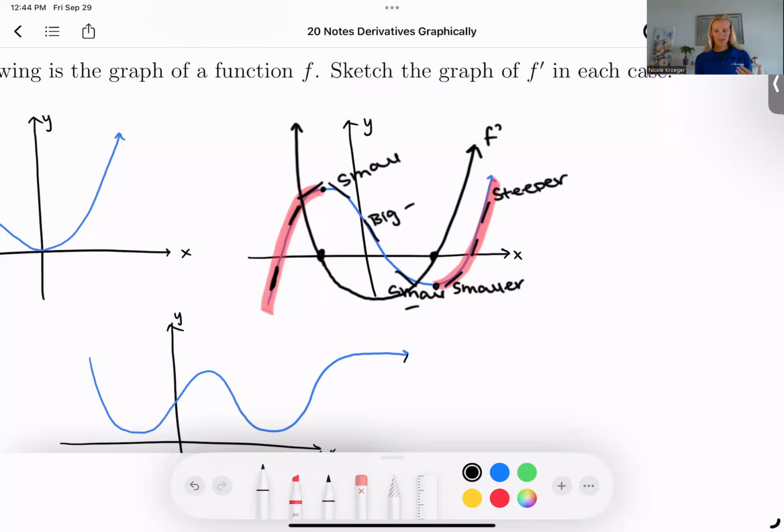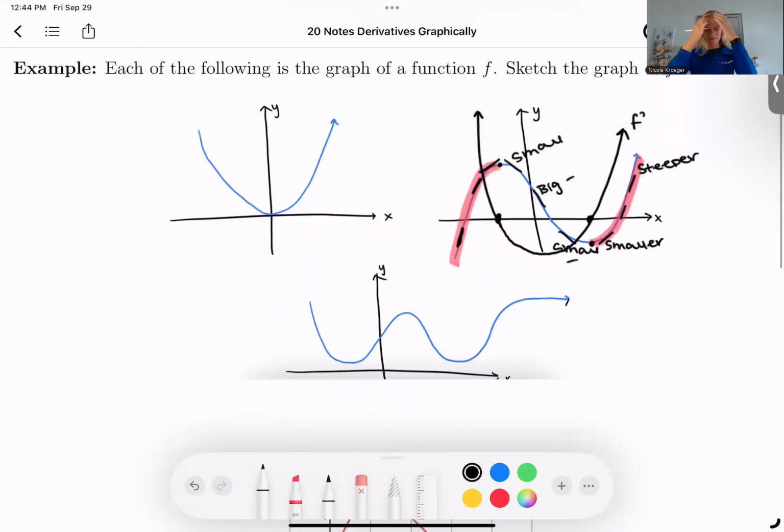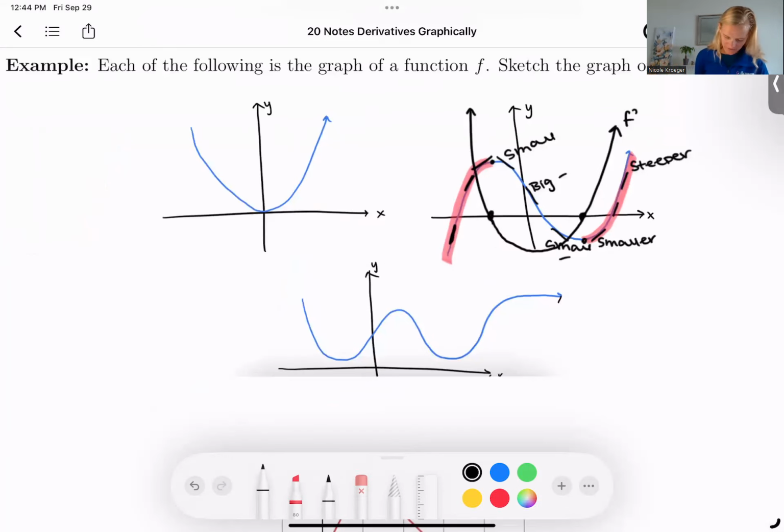Okay, so let's look at these two other examples. In this first example, the only place where the slope is zero is at the origin itself. For all the values over here, the slope is positive.